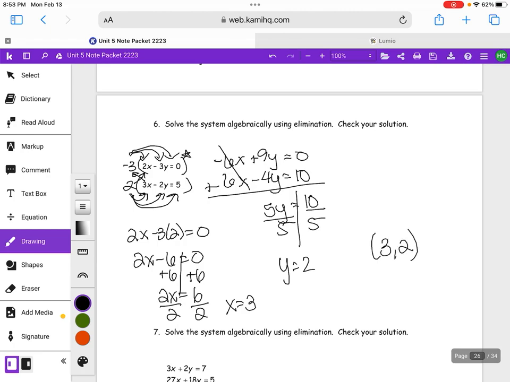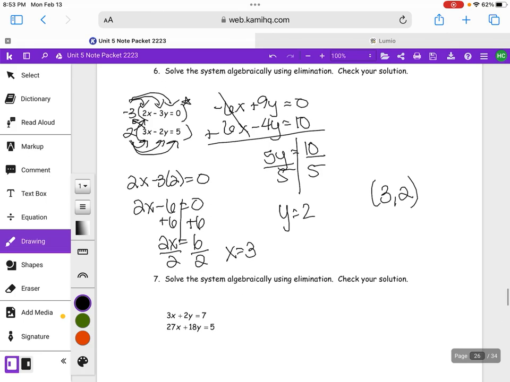You can also graph these as relations and see if the answers are correct. Okay, you can also check by plugging them into both of them and making sure that they work. Okay, I think that will be good, and we'll work on the rest in some small groups.